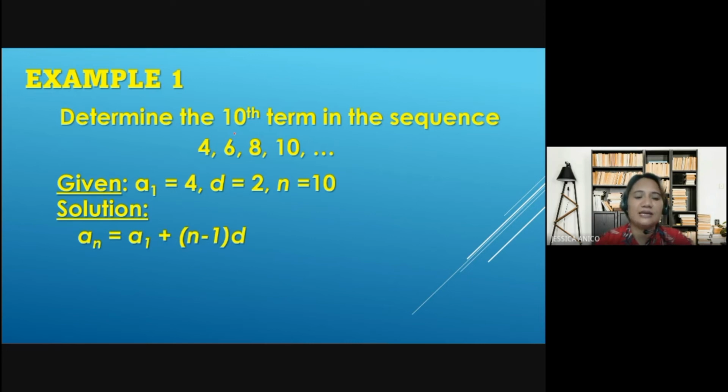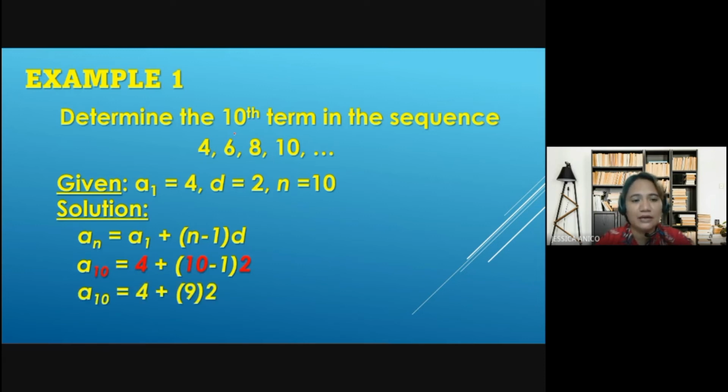Using the formula, a sub n is equals to a sub 1 plus quantity n minus 1 multiply to d. Okay, replace lang po natin muna yung mga given. So, ang hinahanap po natin is yung ika-10th term, kaya siya ay a sub 10. Then, we have 4 as a sub 1 plus 10 ang ating n minus 1. Ang ating difference naman ay 2. So, let's proceed with the operation.